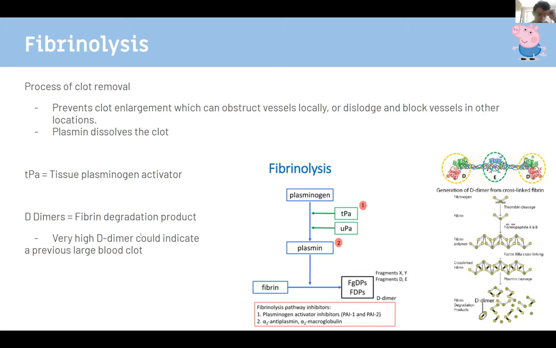Why does a high D-dimer in a blood test indicate that there could be a previous large blood clot? Maybe that's too obvious of a question. Sometimes when tutors ask a really obvious question, you think it's a trick question. But the reason is for there to be a lot of breakdown, there has to have previously been a very large blood clot. So that's your concern when you see high D-dimers. These are the screening tests for coagulation disorders.